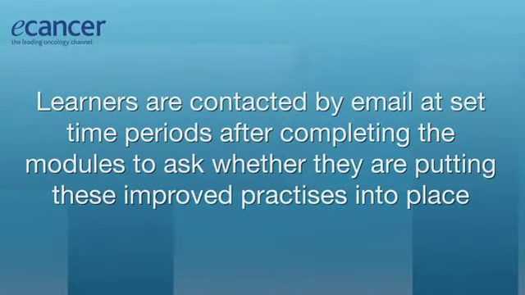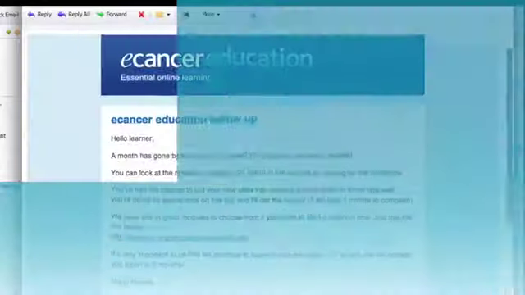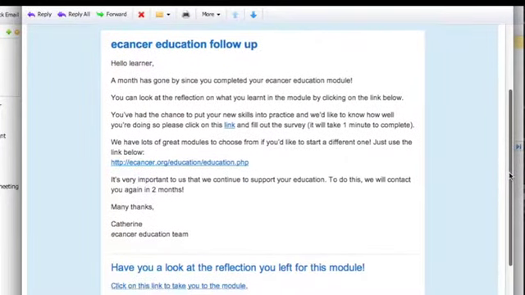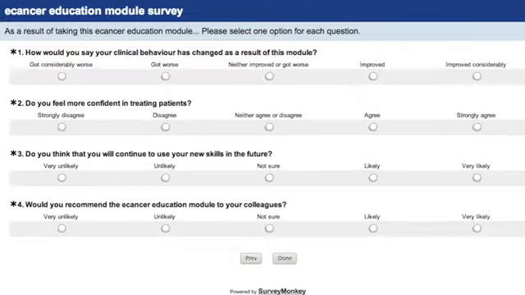We email the learners at 1 month and 3 months after the module has been completed to see if they are implementing what they have learned when they are treating patients. By helping to improve clinical behaviour at the point of patient care, ecancer's modules achieve the end goal of all medical education, that is to improve patient care and outcomes.